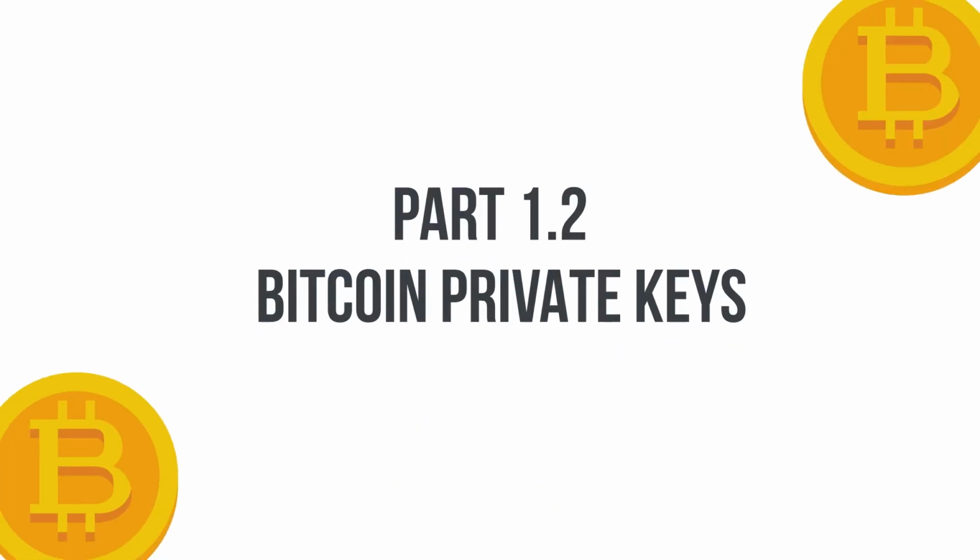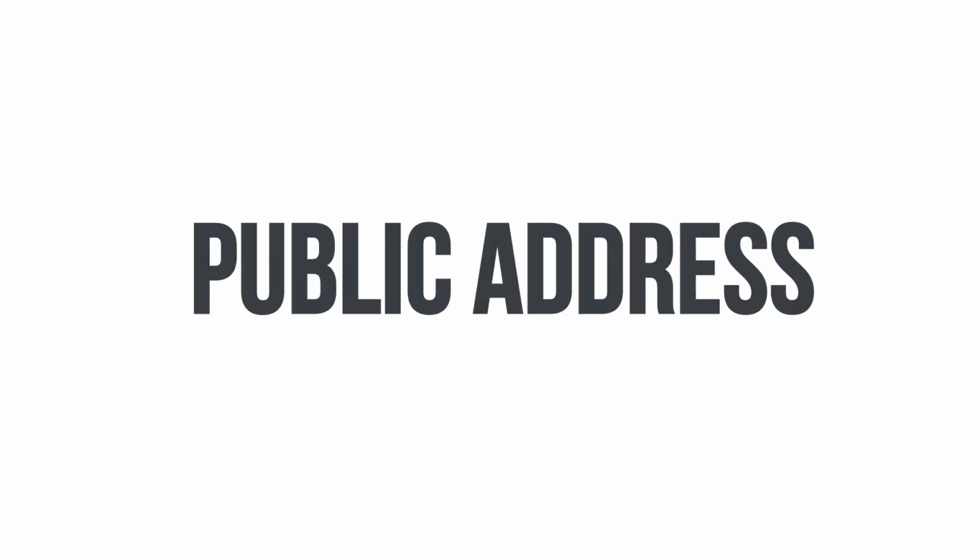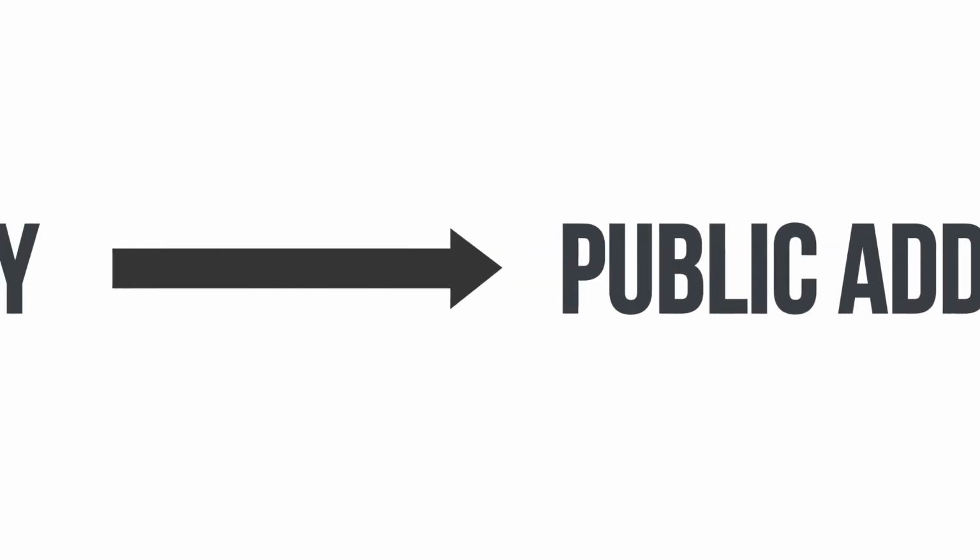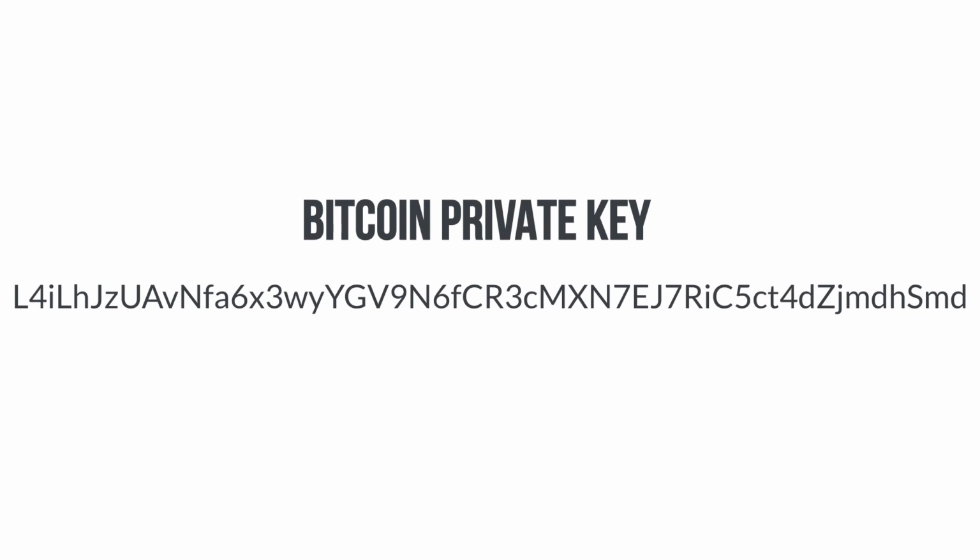Part 1.2. Bitcoin private keys. A Bitcoin public address is always created using a Bitcoin private key. An example of what a Bitcoin private key may look like is L1LhJzU, and so on.